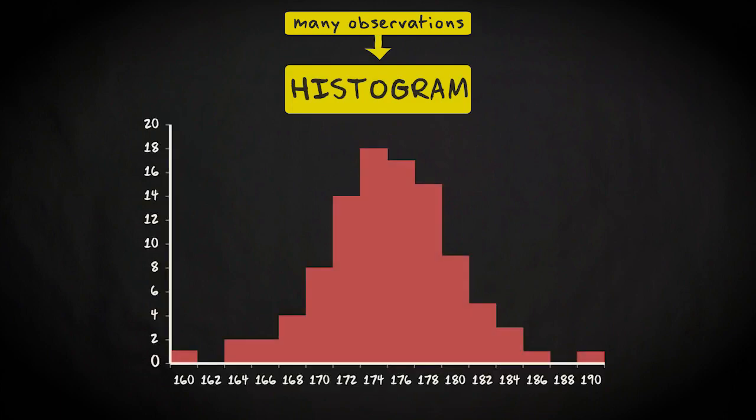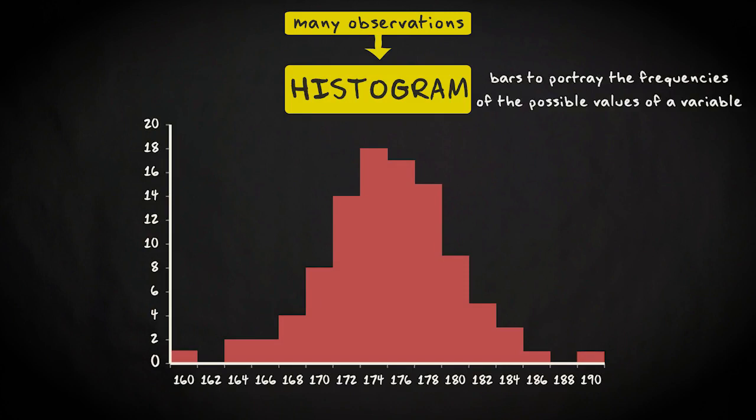Here you see one. A histogram is similar to a bar graph in the sense that it uses bars to portray the frequencies or relative frequencies of the possible values of a variable. However, there is one important difference. That difference is that the bars in a histogram touch each other. This touching represents that the values of an interval ratio variable represent an underlying continuous scale.